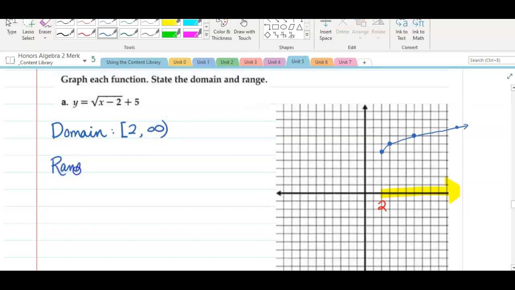My range, now I'm looking at the y-axis. I start at the bottom and I go up. I don't have any blue graph next to me until I get to this point. And from here up, there's blue graph on the side. This point right here is 1, 2, 3, 4, 5. So my range is from 5 to infinity.